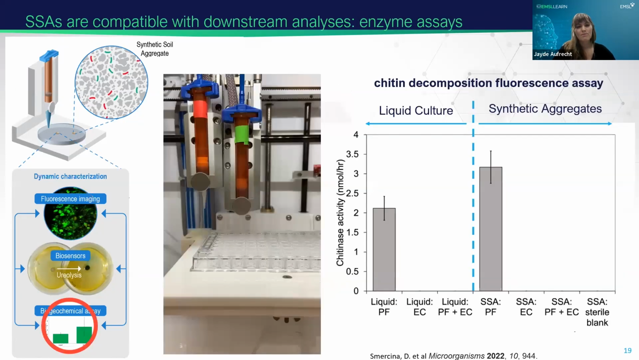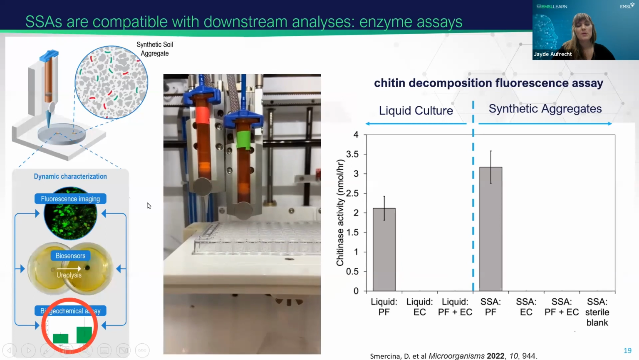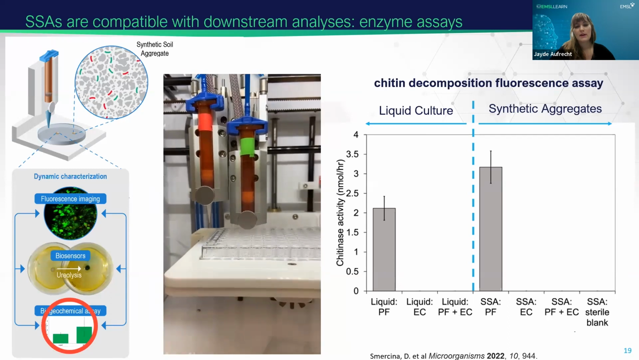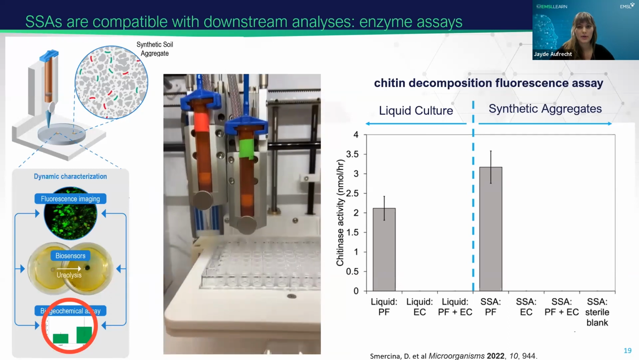Next, we looked at what the microbes were functionally doing inside these aggregates. And so for this, we looked at the ability of the Pseudomonas strain to degrade chitin or produce the chitinase enzyme. So we actually bioprinted into a 96-well plate so we could look at this in more high throughput. What we saw was that in the synthetic aggregates, the Pseudomonas fluorescens actually produced more chitinase than when it was cultured in liquid. And this is just an example. We've done this with other enzymes as well. So we've looked at cellulase and peroxidase as well with at least 11 other strains, I think, so far.